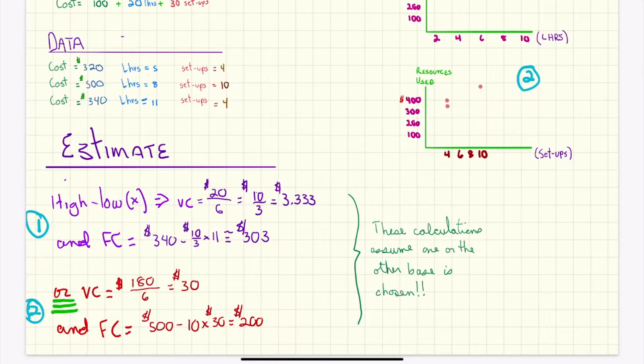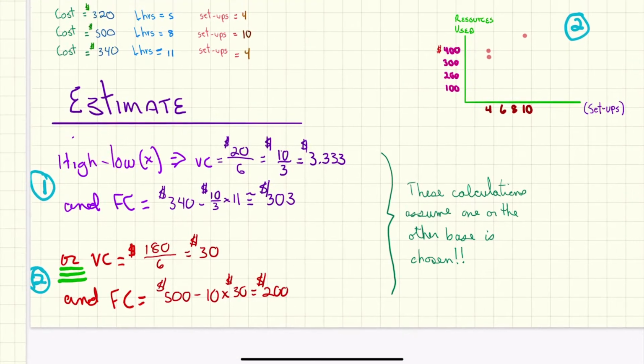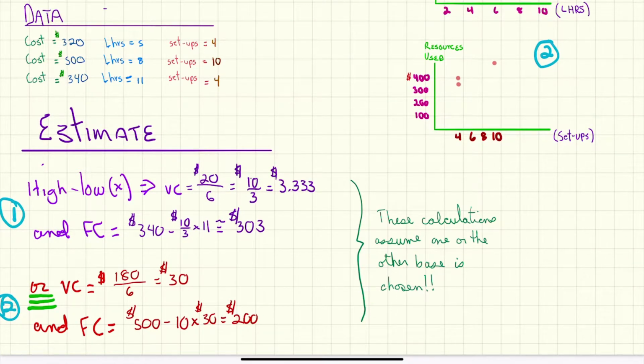If we do a similar set of calculations using, once again, costs as the thing to be estimated and the independent variable or the cost driver, right, or the base as setups, now we get a variable cost of $30 per setup and a fixed cost of $200. So these calculations, right, assume one or the other base is used. You can't combine these two calculations in some way in order to come up with an estimate of a multi-valued or a multivariate cost function.